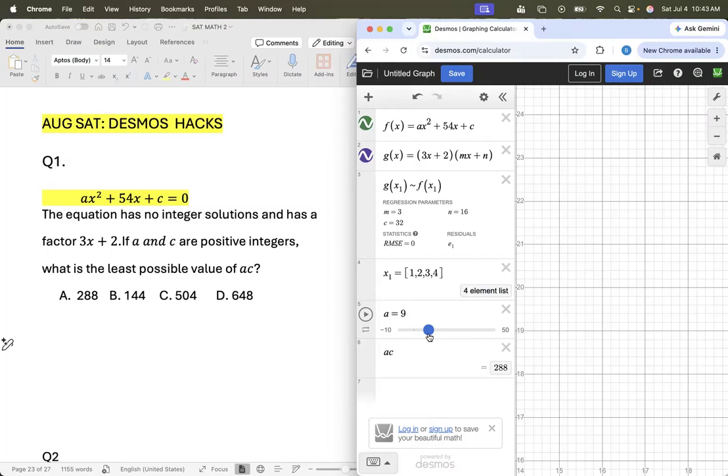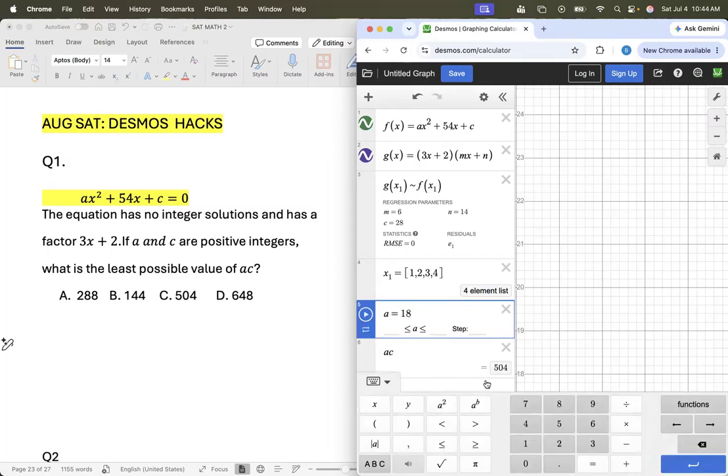Now let's get to 504. 18, I get 504. All the numbers are integers. But is it the smallest? AC is bigger. So let's get to 648. Change it to like 7. And we get 648. But what is the problem? It's still bigger than our numbers. That tells you the least possible number has to be 288. This is the way you use Desmos, and this is how you can apply it.